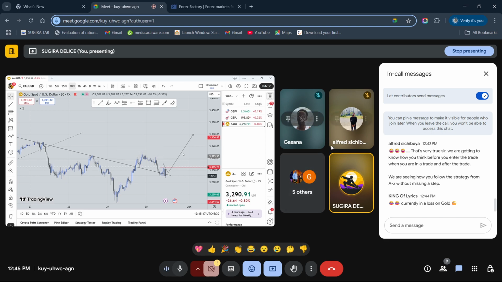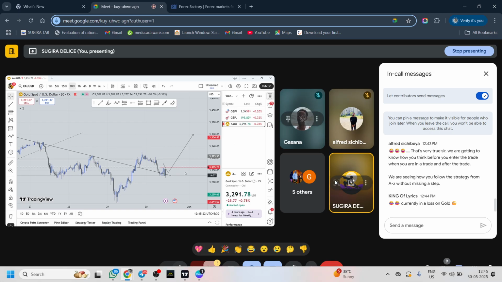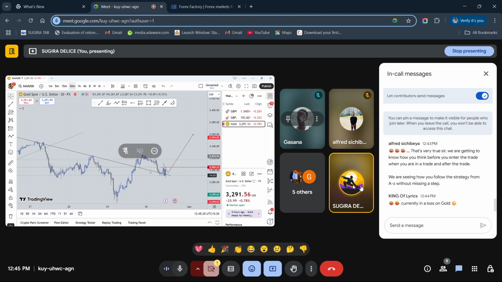Someone said they are currently in a loss on gold. How? Did you take the trade? Did you take a buy? Okay, fine. As long as it was a calculated risk, fine. That's a lesson. I know what happened on that loss you took. It won't happen again next time. Maybe you learn from that loss, that's what is important. It doesn't matter. The important thing is to make sure you didn't break your plan. That's what matters the most.